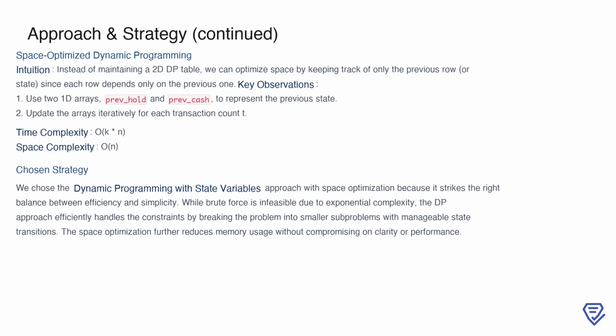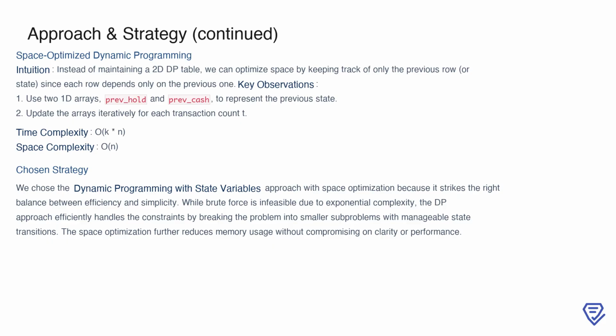To address the space complexity, we apply a space-optimized version of dynamic programming. Instead of maintaining a full 2D DP table, we reduce memory usage by keeping track of only the previous state. This is possible because each state transition depends solely on the values from the previous day. To achieve this, we use two 1D arrays, prev_hold and prev_cash, to represent the states of holding and not holding stock for the previous transaction count.